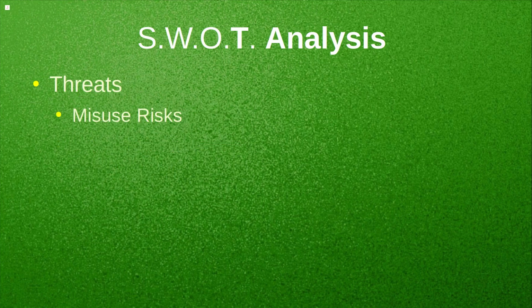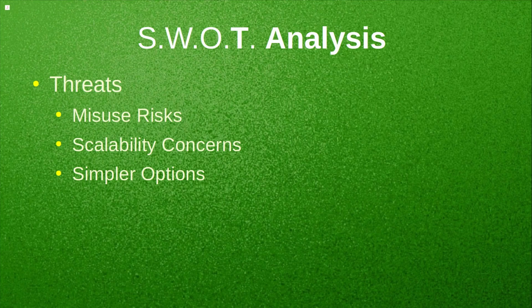T, Threats. Misuse risk: applying it to simple processes may overcomplicate the design. Scalability concerns: overly long chains might hinder scalability. Similar options: state or observer patterns might handle specific cases better.